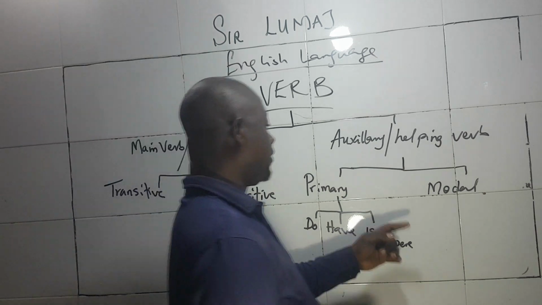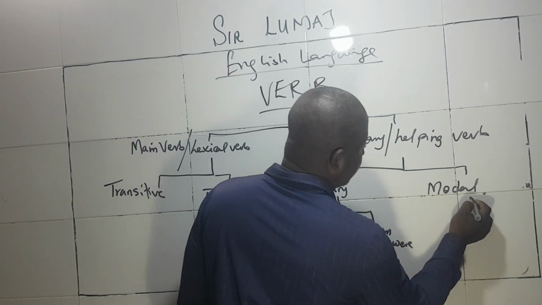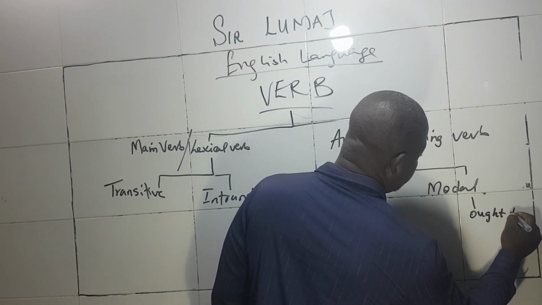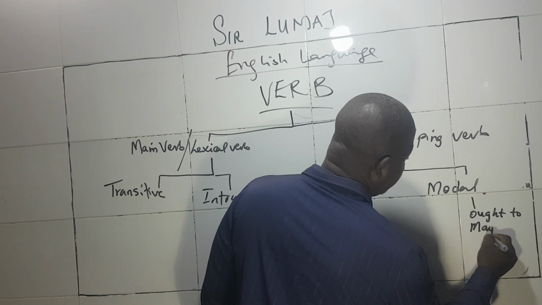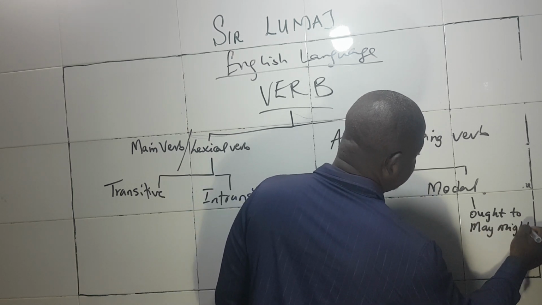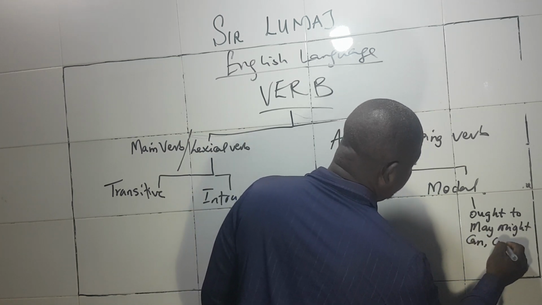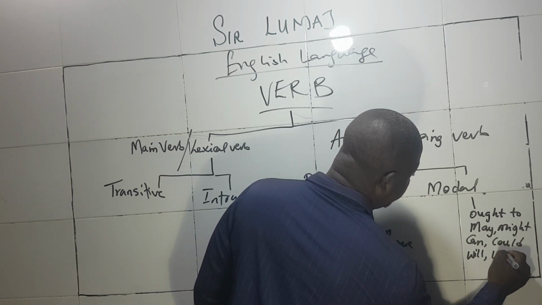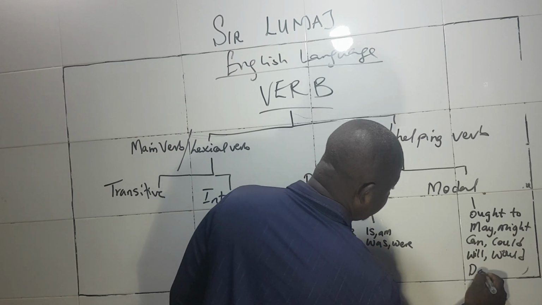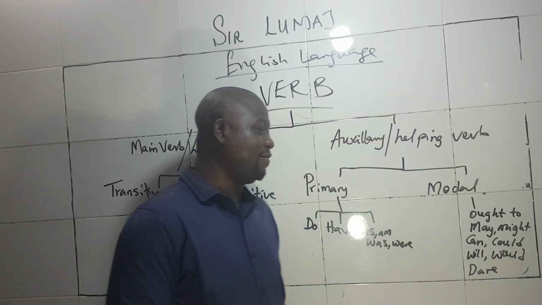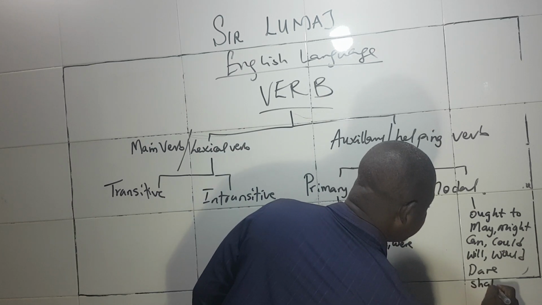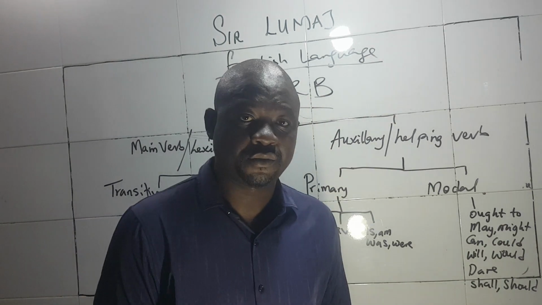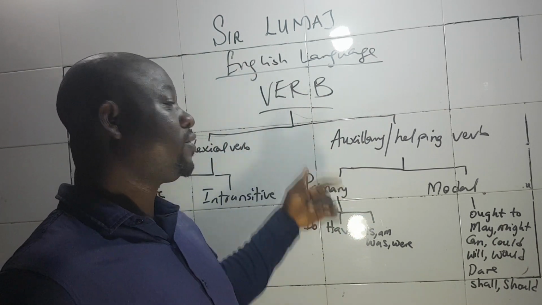So under the modal auxiliary verb, we have ought to, may, might, can, could. You have the will, would. We have the dare, or dare not, what have you? We have the shall, we have the should. So if I ask you what part of speech is would, you don't even need to think. It's a verb.